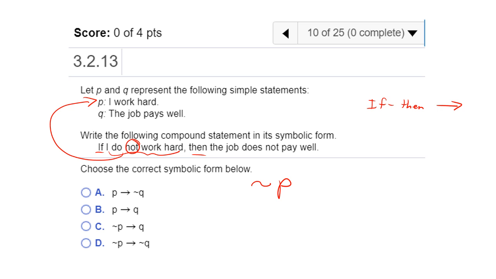Remember that wavy line called the tilde symbol stands for negation or not. So I have not P, then the one-sided arrow. Right off the bat, I can see that choices A and B will not be the answer. The last part of this statement says the job does not pay well. Well, this is related to Q, but Q says the job pays well. Since not was inserted, I will again have a negation. So this is the symbolic form, not P, then not Q. Answer choice D.